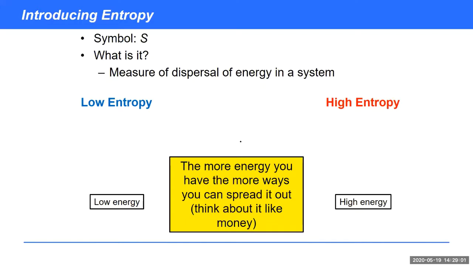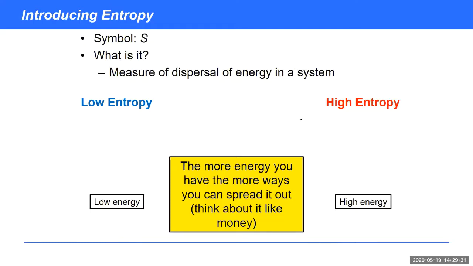So think about if you have very, very little money, then you have to spend it all on one thing. If you've got lots and lots of money, you can divide it between lots and lots of different, say, investments or something like that. So the more energy you have, the more ways you can spread that energy around, the more entropy that you're going to have.